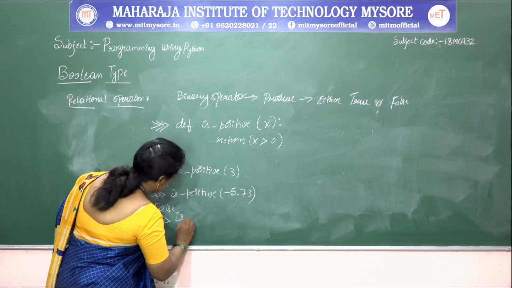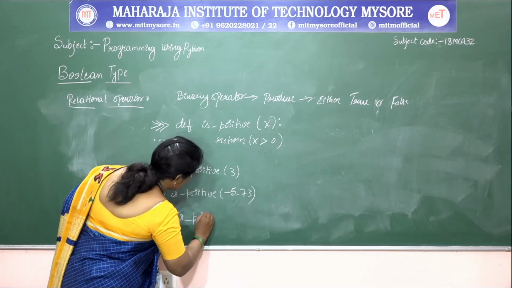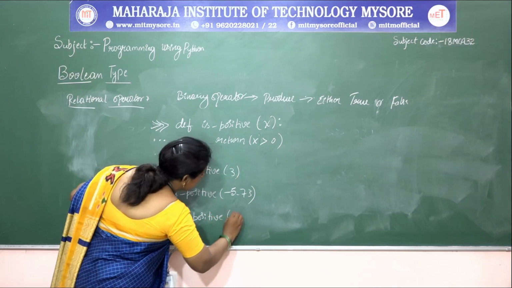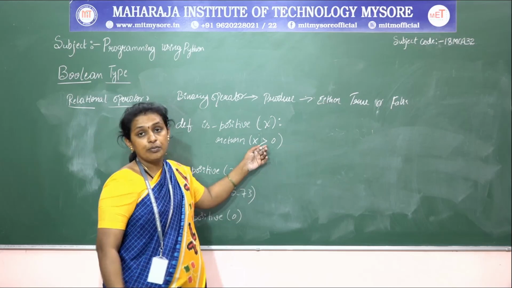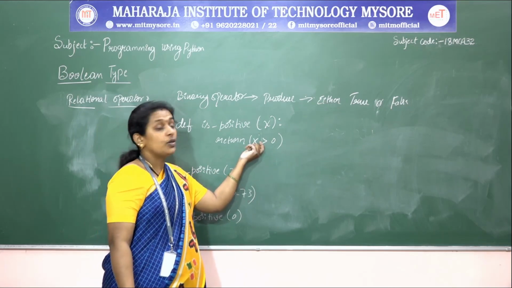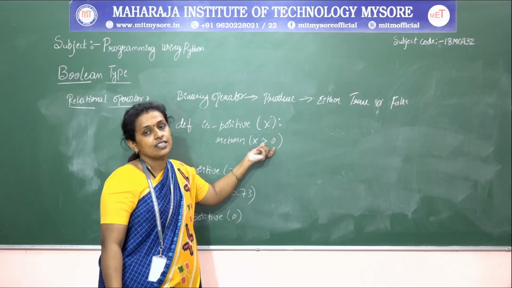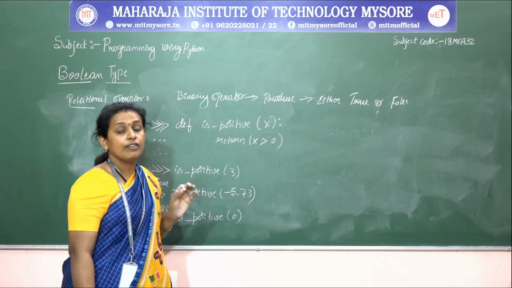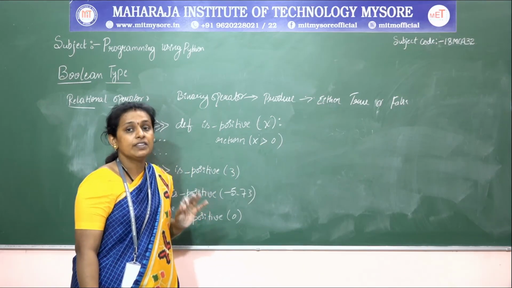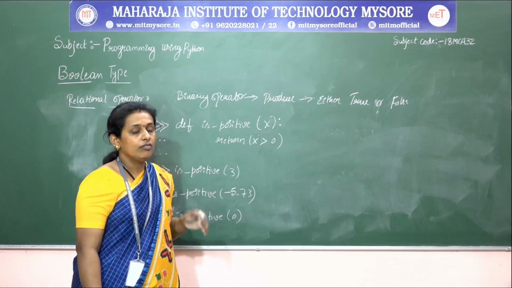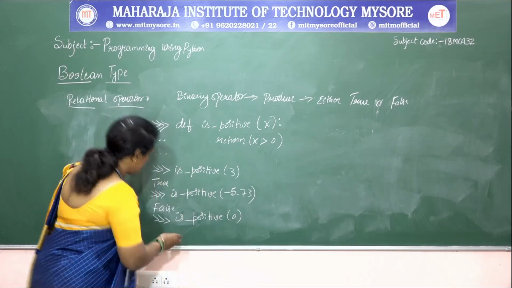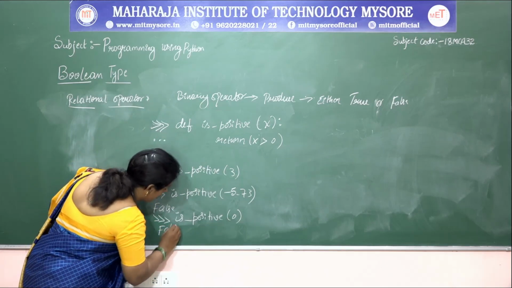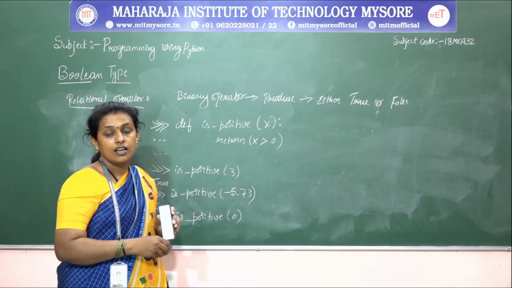Once again I am going to check. I am just passing a value as 0. So here the x value will become 0. 0 is greater than 0? False. Because I have told you that whenever we compare with 0 values like this, we will always get the result as false. So when this statement gets executed, I will get the output as false.